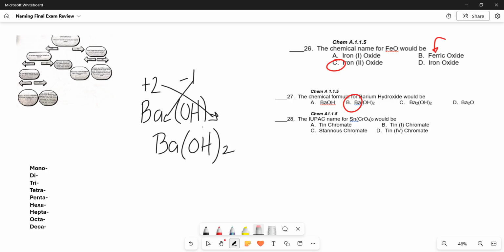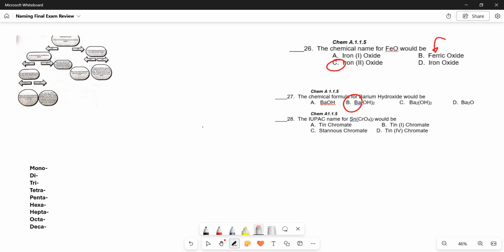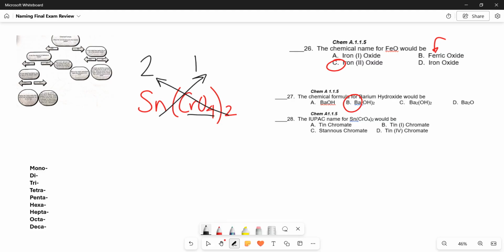All right. Next one. The IUPAC naming, that's just the accepted naming, for SnCrO4 taken twice. So Sn is a transition metal. It is not in family 1 or 2. We will have to do cross up. So if I cross up, there's an assumed 1 here, and the 2 comes up here. Everything inside the polyatomic ions left alone. First one's positive, second one's negative.